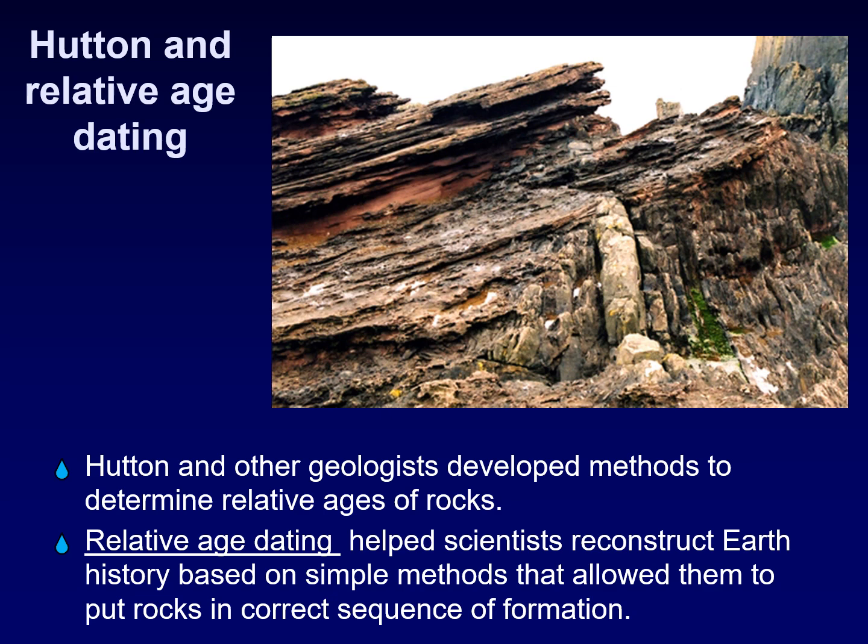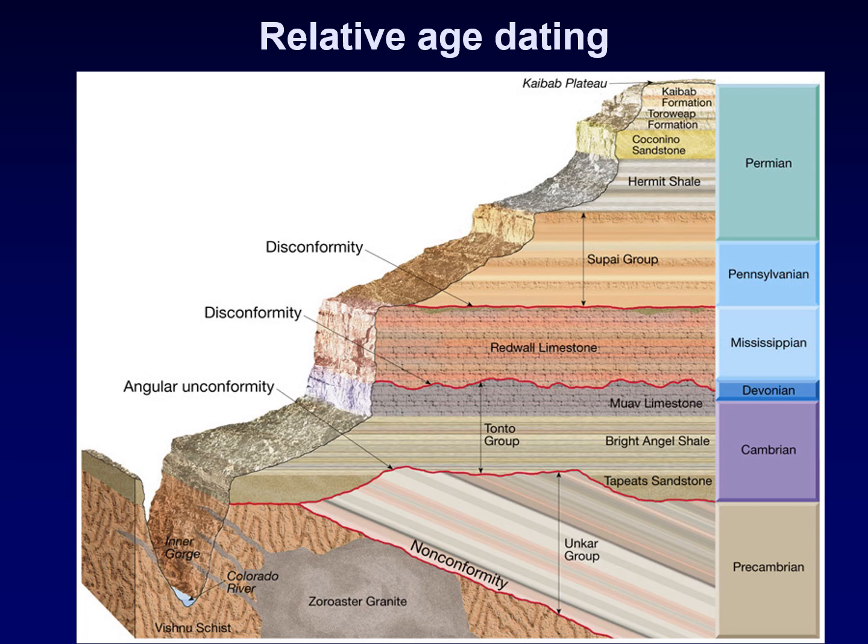And this is based on simple methods that allow them to put rocks in the correct sequence of formation. So here's a cross section of the Grand Canyon, and we've got a nice Vishnu schist down here and the Zoroaster granite. Then we've got some dipped Precambrian sedimentary layers. Then we've got this red line here, which we're calling an angular unconformity. Then we've got some horizontal units here. Then we've got this kind of weird red line here, and then some more horizontal units, another red line, and some more, and then more units going up to the Permian and the Kaibab Plateau.